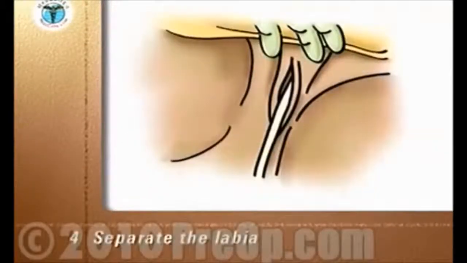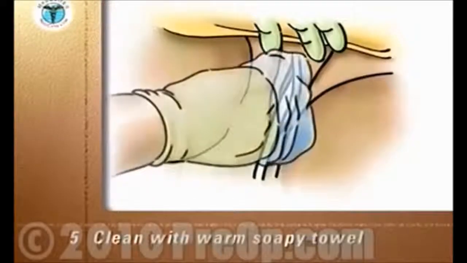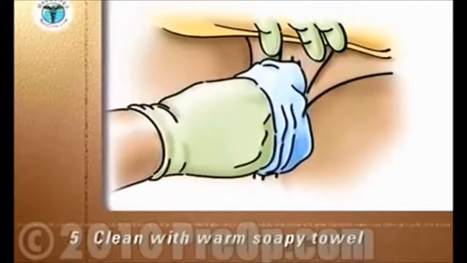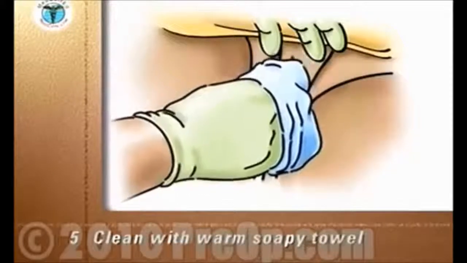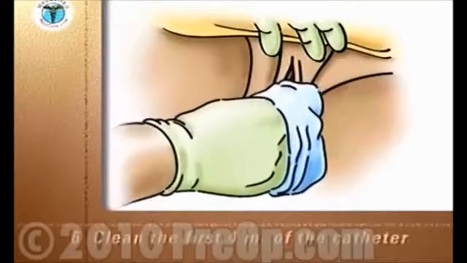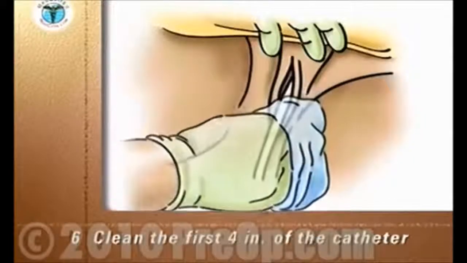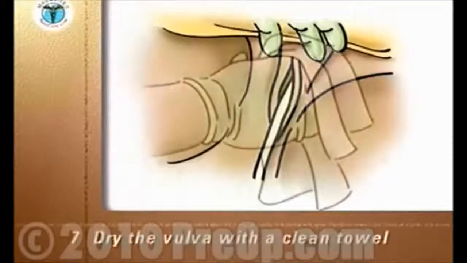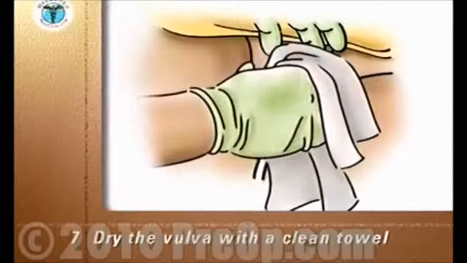For the female, separate the labia, the folds of skin surrounding the vulva. Clean one side of the labia with a warm soapy mitt, stroking from top to bottom. Squeeze the mitt in the soap solution and clean the other side. Squeeze the mitt in the soap solution and clean the first 4 inches of the catheter. Discard the mitt and dry the vulva and catheter with a clean towel.